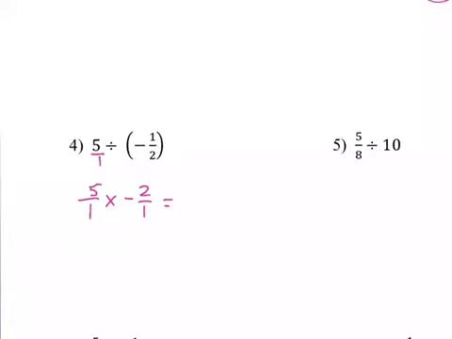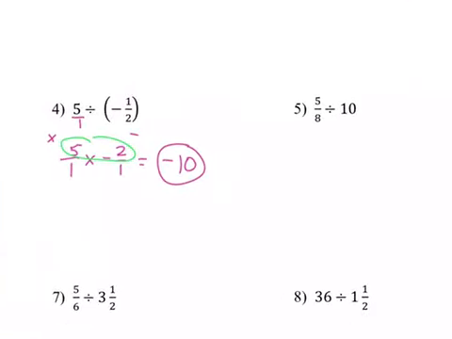-2 over 1. So same thing as the last problem. I've got a positive and a negative, so my answer should be a negative fraction. 5 times 2? 10. So -10. So it's 5.